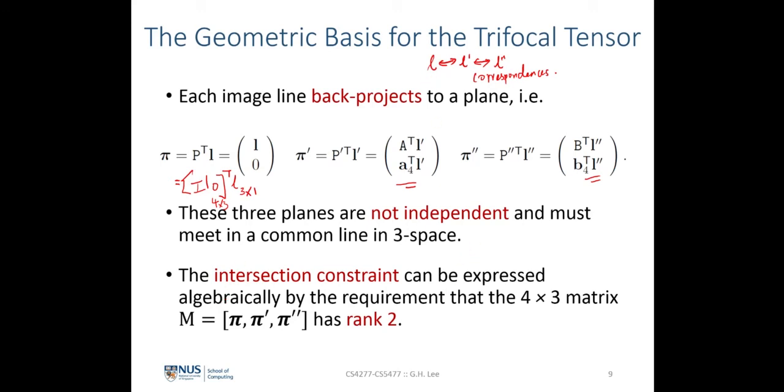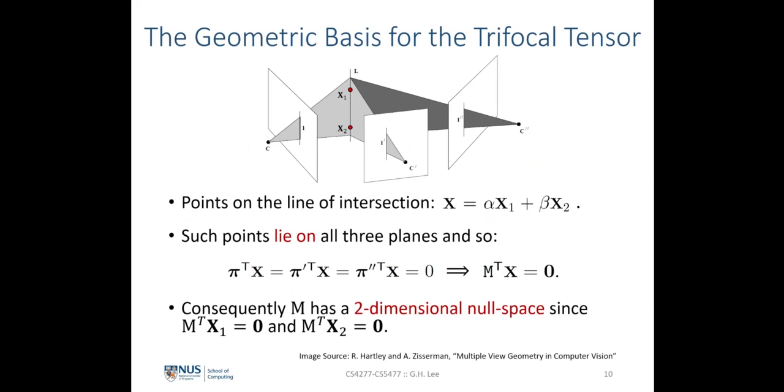And we also learned in the earlier lectures that this intersection constraint can be algebraically represented by a 4 by 3 matrix, which we call M over here. That would be a 4 by 3 matrix where each column is the respective equation of the planes. This is 4 by 1, this is 4 by 1, and the third one over here would also be 4 by 1. We simply concatenate them together into a 4 by 3 matrix, which we call M. And since we know that these three back projected planes are not independent of each other, this means that the 4 by 3 matrix has to be rank deficient. We'll show in the next slide that it is not only rank deficient, but it has a very precise rank of 2.